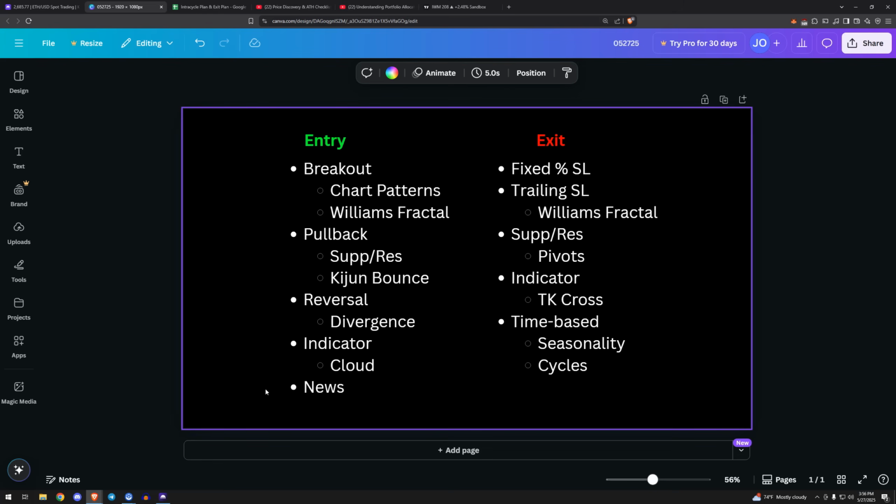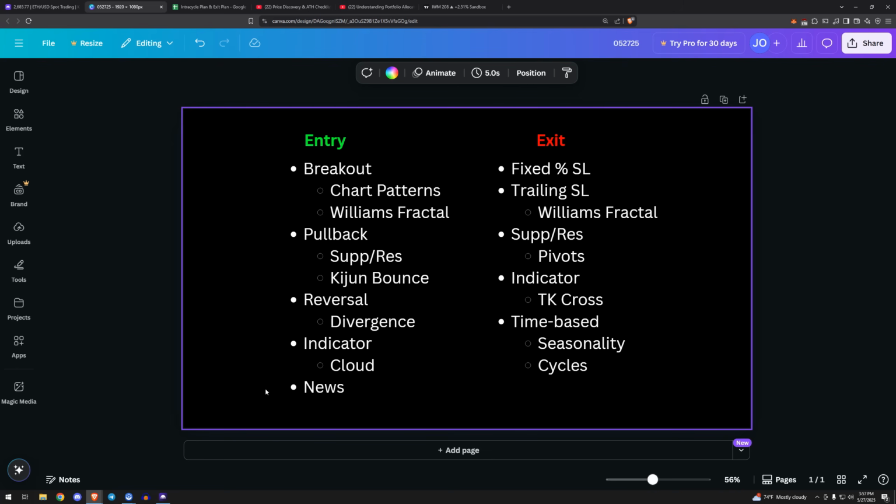So you got your breakouts, chart patterns, Williams fractals. We can talk about that. Pullback, that would be a Kijun bounce type entry or a mean reversion to a specific moving average, that type of entry. Reversal and pullback are related, but for the reversal, let's say you're waiting to hedge something, right?